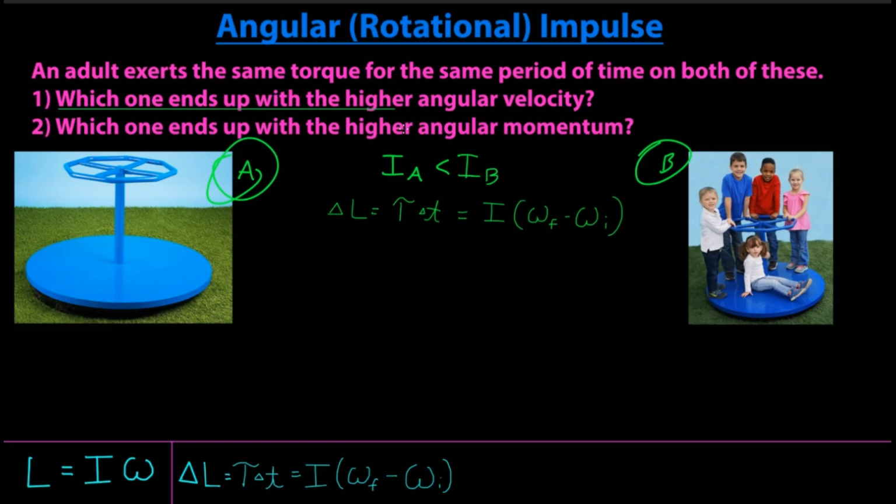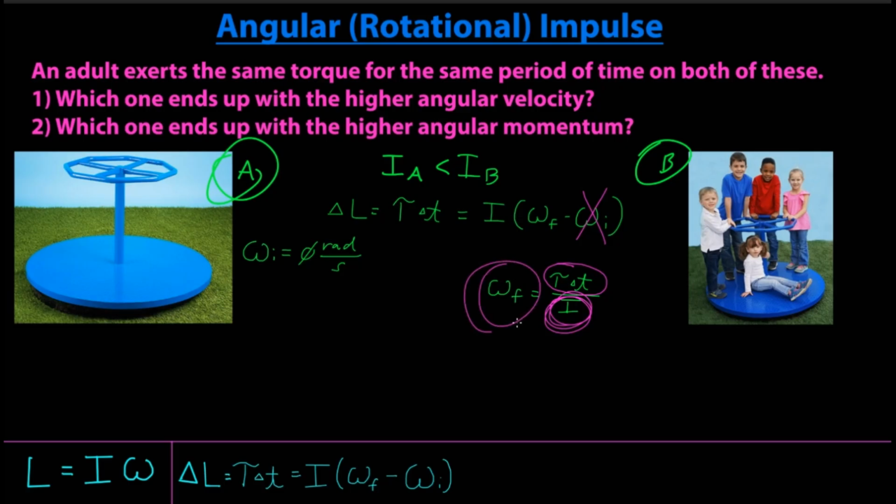Okay, first question, which one ends up with the higher angular velocity? We're going to assume, since the way this question is asked, that initial angular velocity is 0 radians per second. So in other words, it starts at rest. So this is gone. If I rearrange, I get final angular velocity is net torque times time over moment of inertia. And this basically gives us our answer right here. The problem flat out says that the net torque and time are the same. Therefore, the one with the smaller moment of inertia is going to have the higher angular velocity because it's in the denominator.